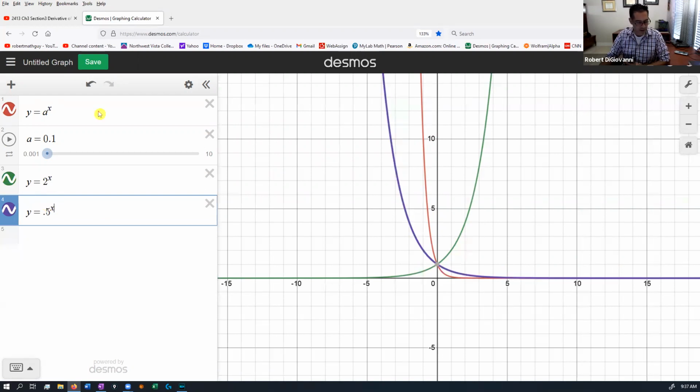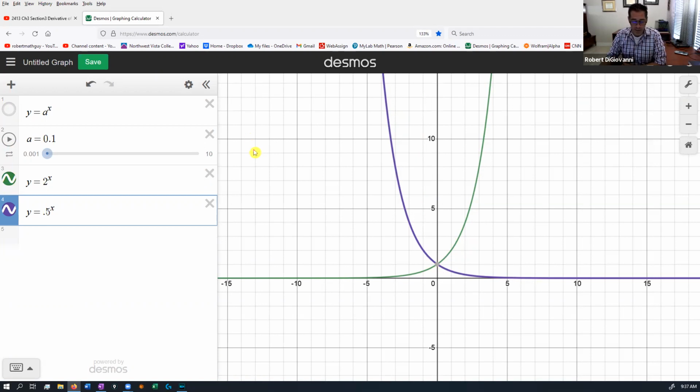There's 0.5 to the x. Let me hide this one. Generally speaking, when you're talking about exponential functions, you're going to have one of these 2 shapes. It's kind of like with parabolas, we had either up or down. With exponential functions, you're either going to have the green one or this purple one.